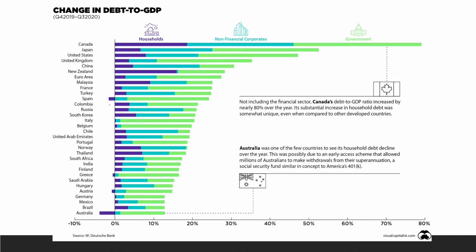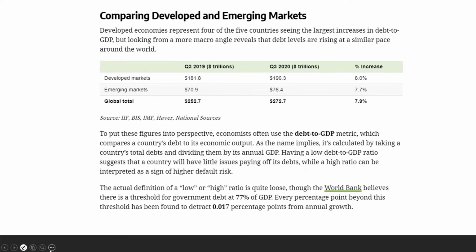Australia has no household debt. There are a few countries that don't have debt in the household system, but government debt makes up the majority of their GDP. So if we draw this out, I'll draw a picture. If we look at this one right here, it says developing and emerging markets. Developed countries represent 4 or 5, seeing the largest increase in debt to GDP ratio. For a more macro view, debt levels are higher than in similar places around the world.